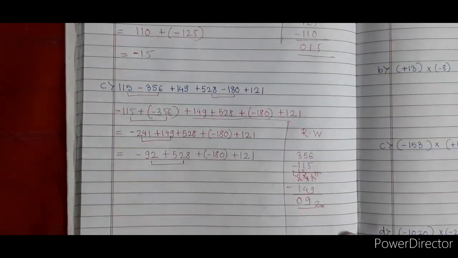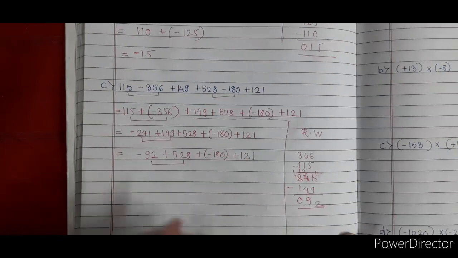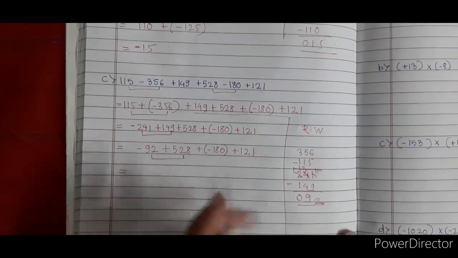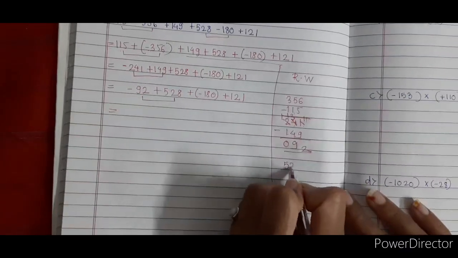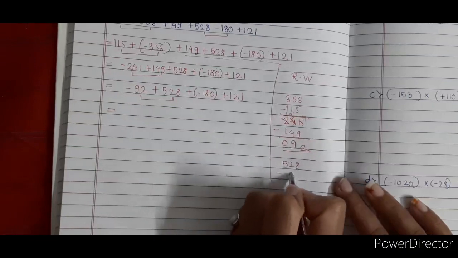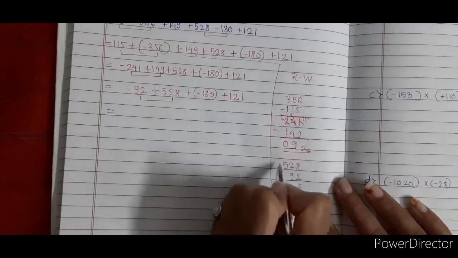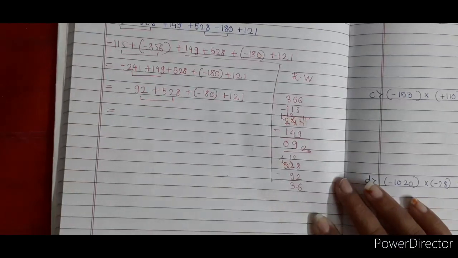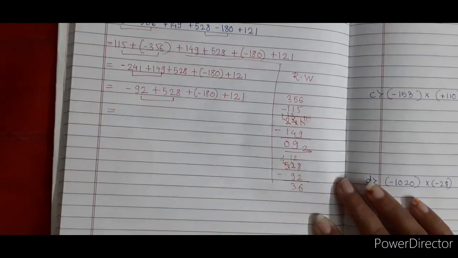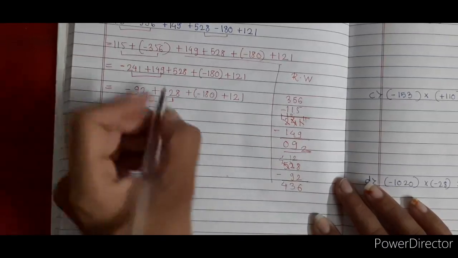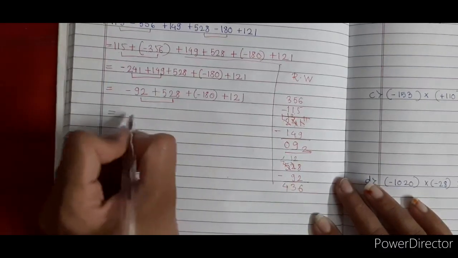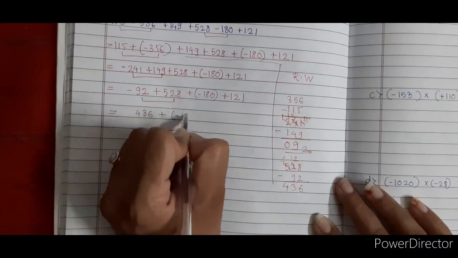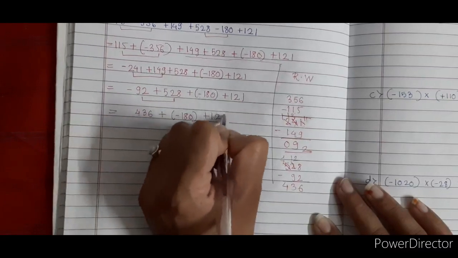Again, add two terms at a time. We'll look for the sign. Both of them have different signs, so I'll subtract 92 from 528. 436, and the larger number has a positive sign, so it is 436 plus minus 180 plus 121.